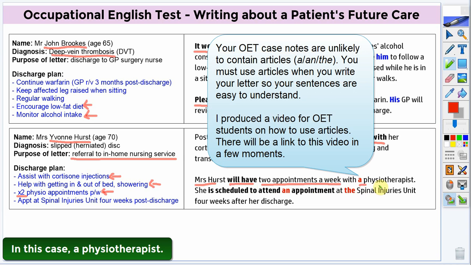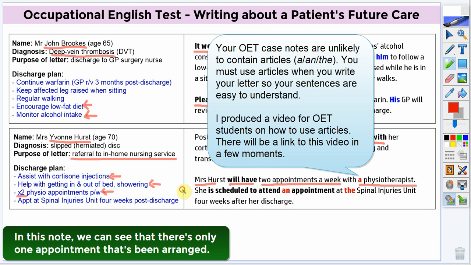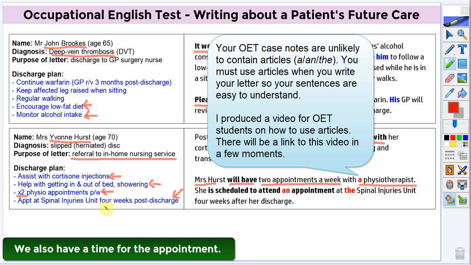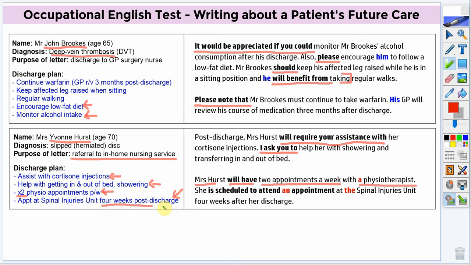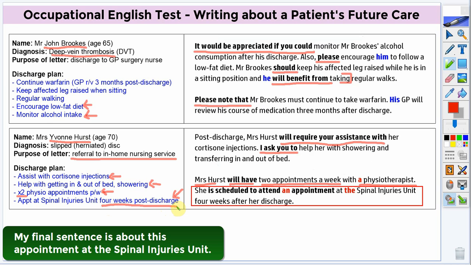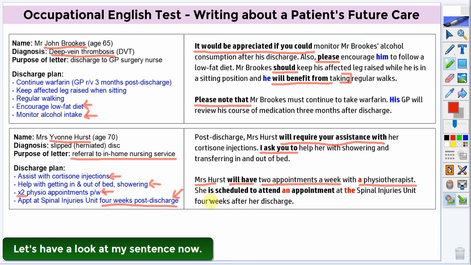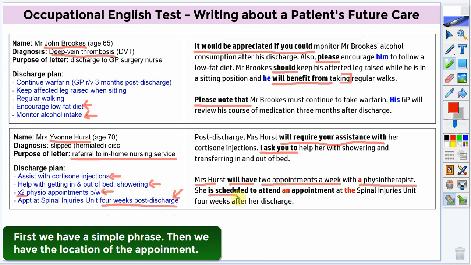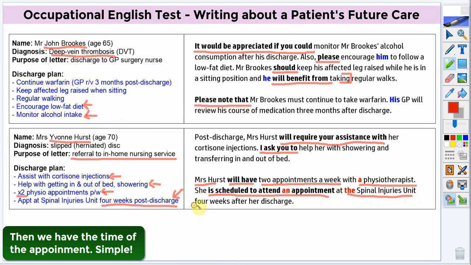In this note we can see that there's only one appointment that's been arranged. We also have a time for the appointment. My final sentence is about this appointment at the Spinal Injuries Unit. Let's have a look at my sentence now. First we have a simple phrase, then we have the location of the appointment, then we have the time of the appointment.